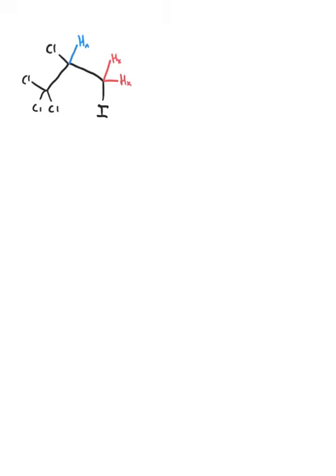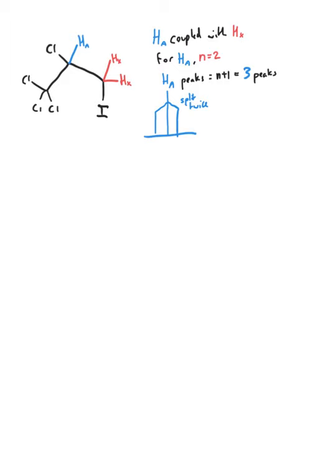Now let's look at this other molecule. We have two HX's and one HA. How many peaks do we expect to see for HA, and how many peaks do we expect to see for HX? Well, HA will be coupled with the HX's. There are two HX's, so n equals 2. So we would expect HA to have 3 peaks. 2 plus 1 is 3, of course. We would refer to this peak as a triplet.